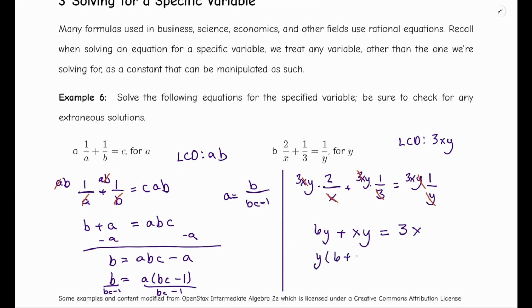Get y times 6 plus x equal 3x, and divide by 6 plus x on both sides, and we get y equals 3x over 6 plus x. And that's it for section 7.4.